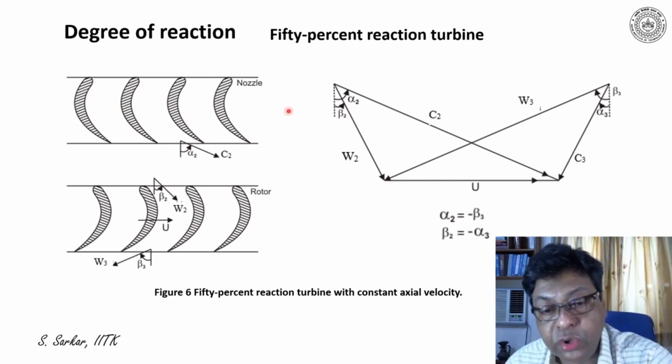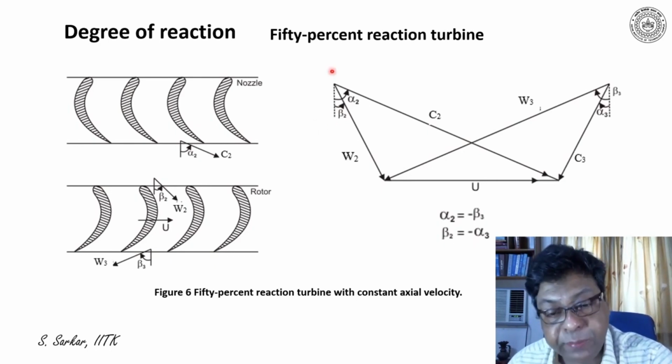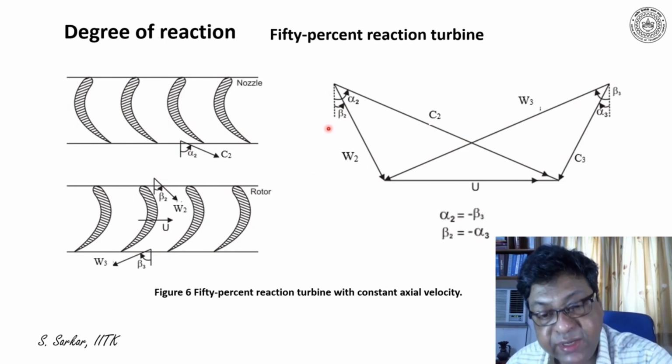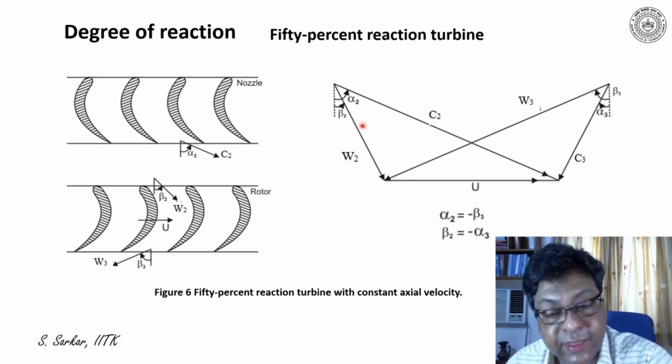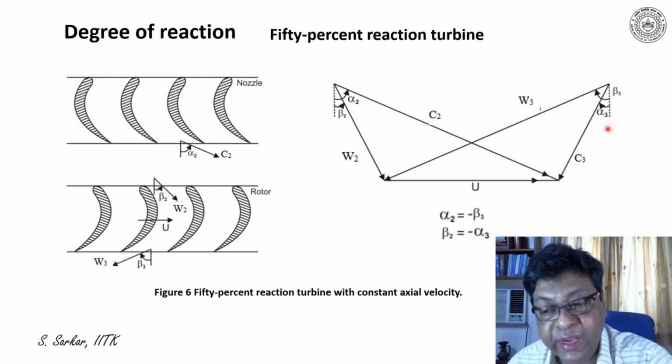I have also indicated here the absolute and the relative angle with respect to the axial direction. So alpha 2 is the absolute inlet angle and beta 2 is the relative angle. Similarly, beta 3 and alpha 3 are the exit relative angle and absolute angle respectively.